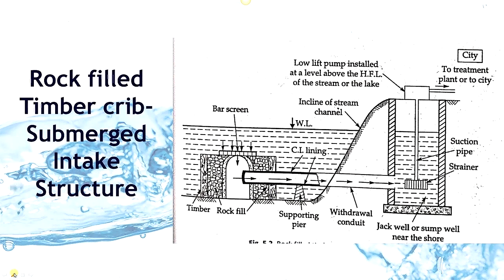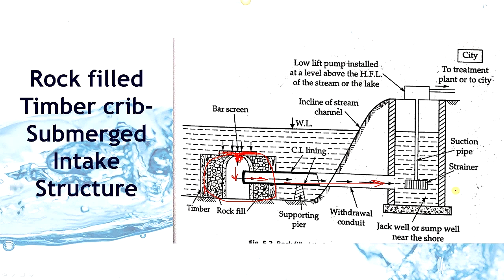The operation of the rock-filled timber crib submerged intake is the same as the concrete block intake. Here the only difference is that a concrete block is not provided to support the inlet pipe. Instead of that, a crib is provided. Crib means a confined chamber. A chamber is prepared here. At the top, a small opening is provided to make water enter the chamber. The opening is again provided with a bar screen. As the water enters the chamber, it enters the inlet pipe and this inlet pipe is extended to the sump well. All other operations are the same as the previous intake that we have seen.